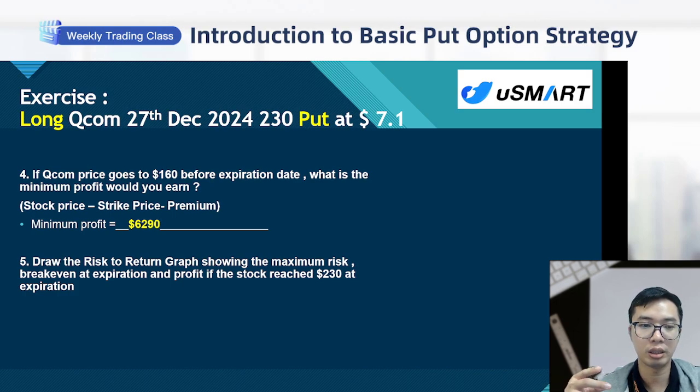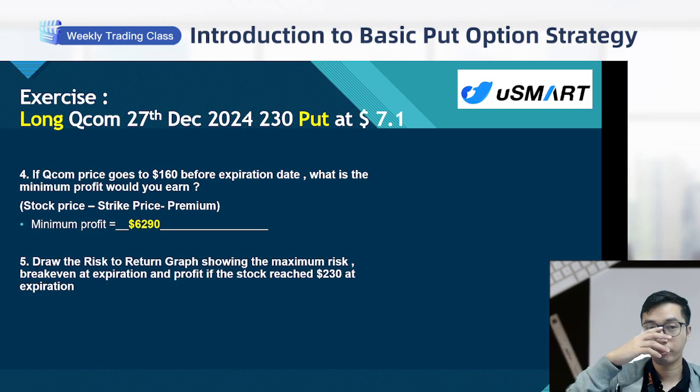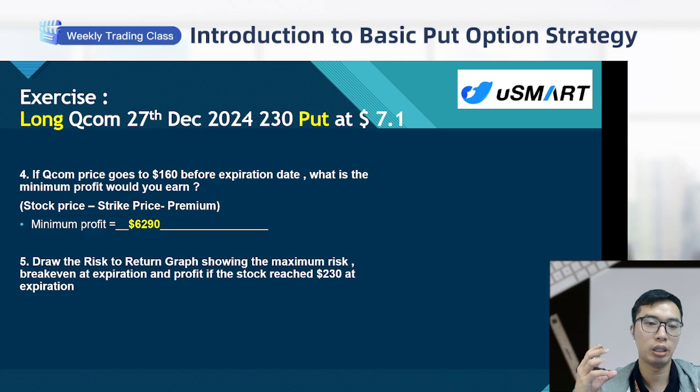And why did I say it's minimum? Because here we only calculate the intrinsic value. However, there's potential that there are extrinsic values that cause the price to surge more. So we didn't calculate the extrinsic value, we just calculate the minimum profit, which is the intrinsic value. Potential intrinsic value of the profit is 6,290.